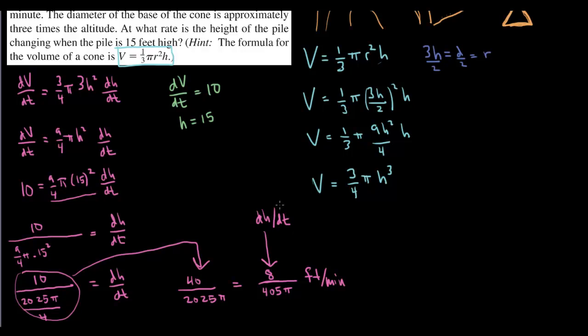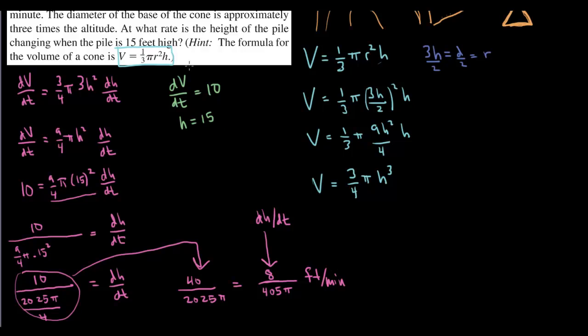The height of the pile changing as it relates to t is 8 over 405 pi. Okay? Now let's see, what's the decimal approximation there? That is approximately 0.019. So it's 0.019 feet. Not changing very fast, okay?